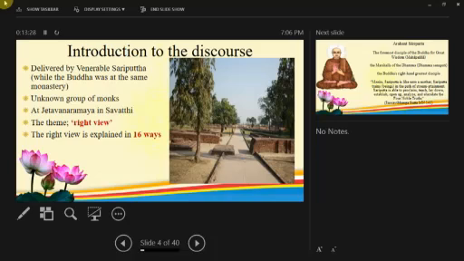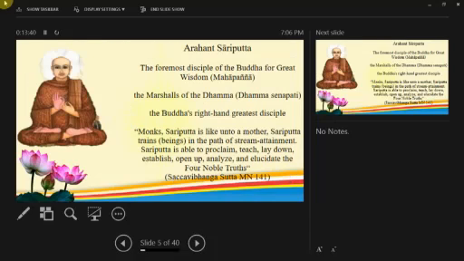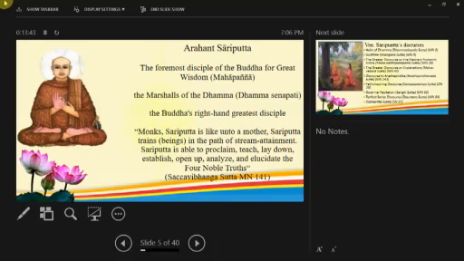Before we go to the content of the discourse, let's see what we can learn from these terms, right view, Samma Ditthi, and I would say wrong view, and about Venerable Sariputta, and so on. It is very important to understand who Venerable Sariputta is. We call him Arahant Sariputta. You know the word Arahant, right? He has attained full enlightenment.